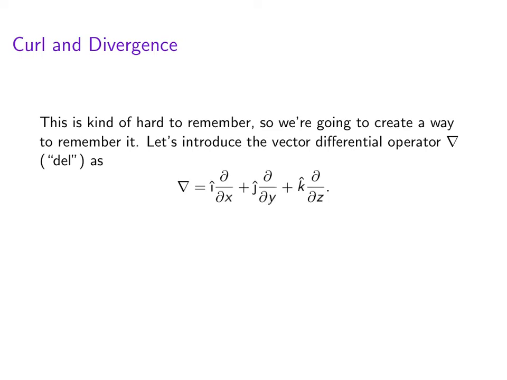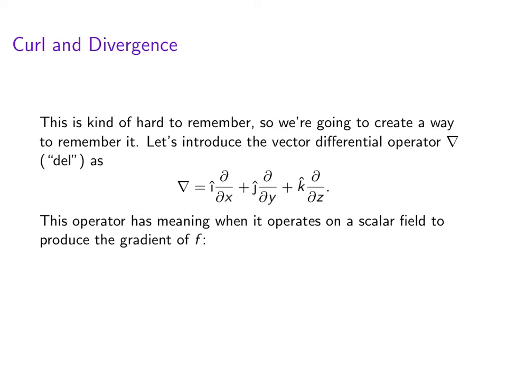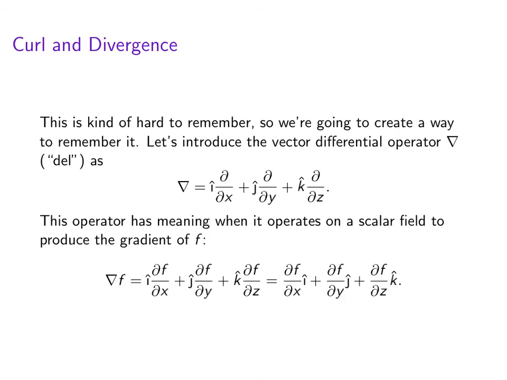So this vector differential operator is i times ∂/∂x plus j times ∂/∂y plus k times ∂/∂z. It's just an operator. It's not really an object. And this operator will have meaning when it operates on a scalar field, and it will produce the gradient of f. So del f is equal to i times ∂f/∂x plus j times ∂f/∂y plus k times ∂f/∂z. So that's the gradient, and we've used that in the past.